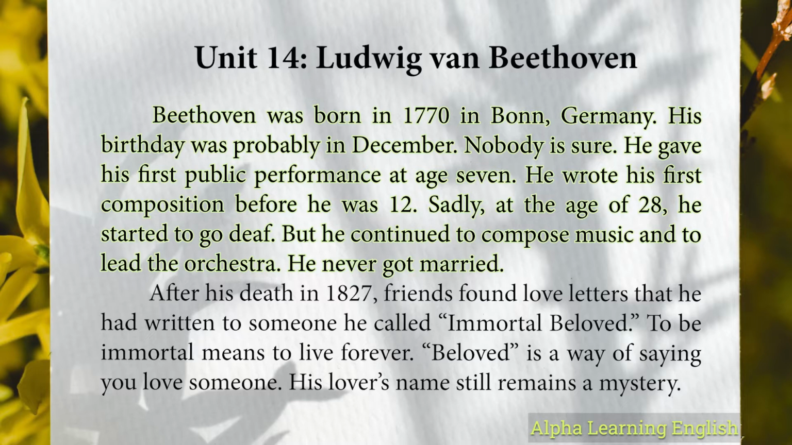Sadly, at the age of 28, he started to go deaf. But he continued to compose music and to lead the orchestra. He never got married. After his death in 1827, friends found love letters that he had written to someone he called immortal beloved. To be immortal means to live forever. Beloved is a way of saying you love someone. His lover's name still remains a mystery.